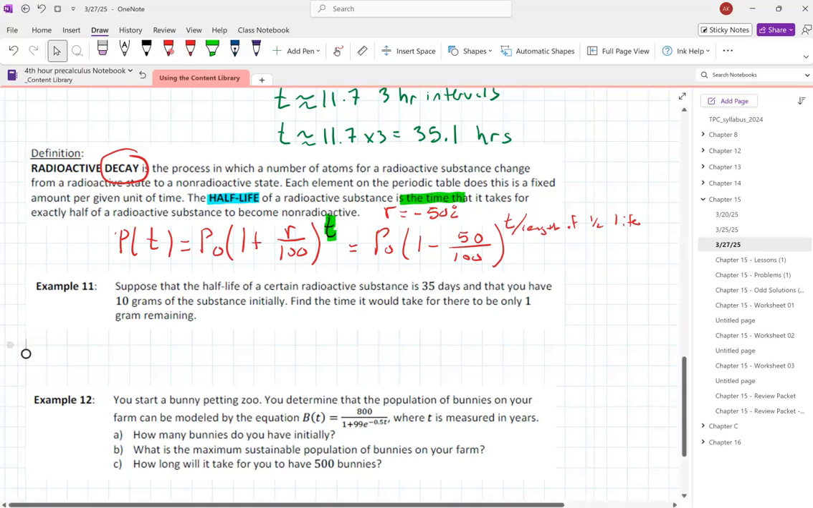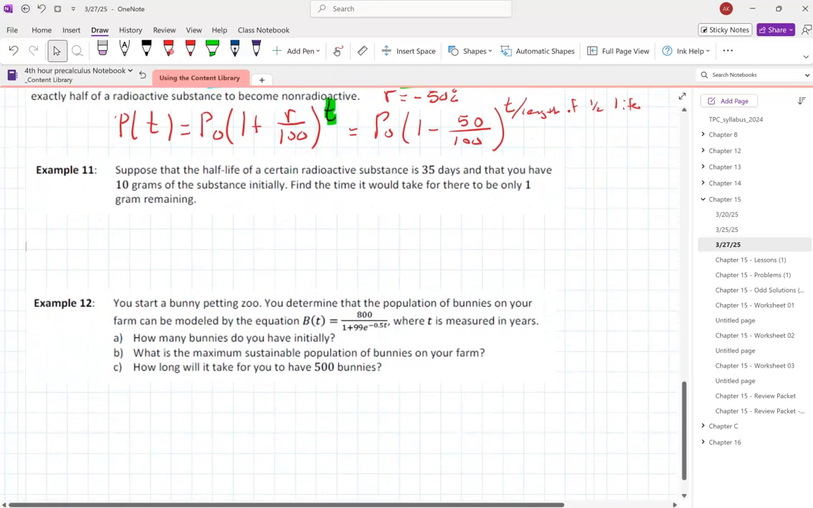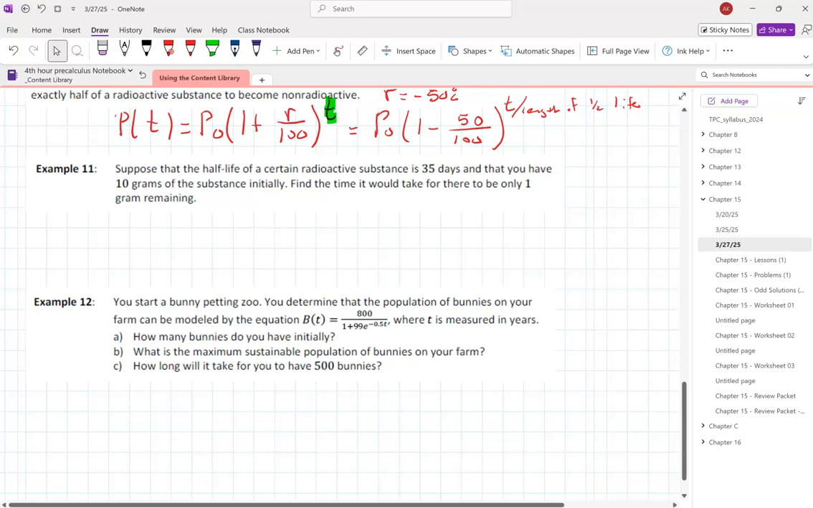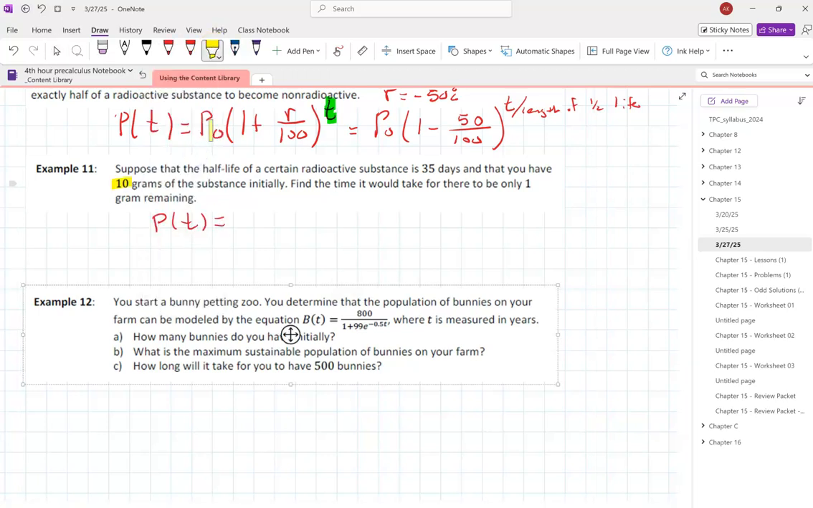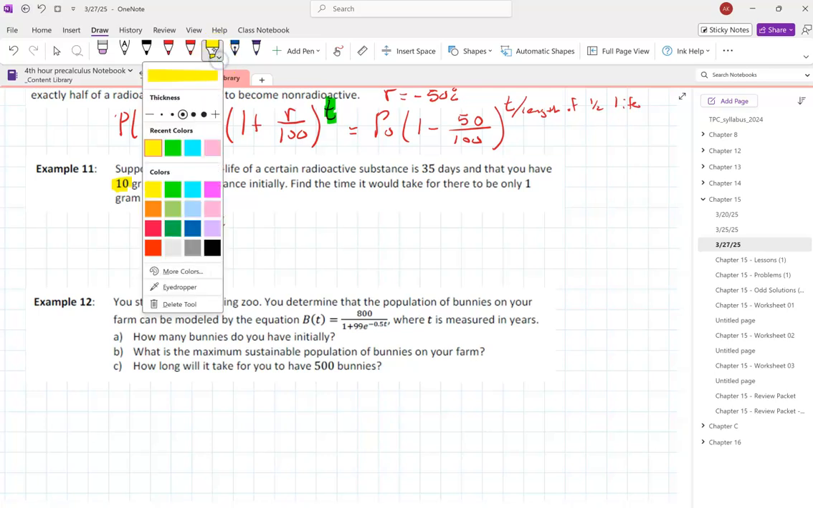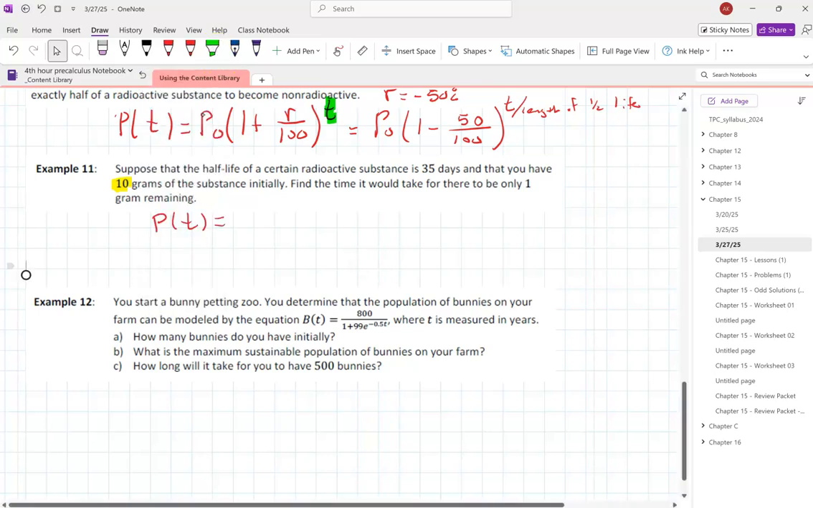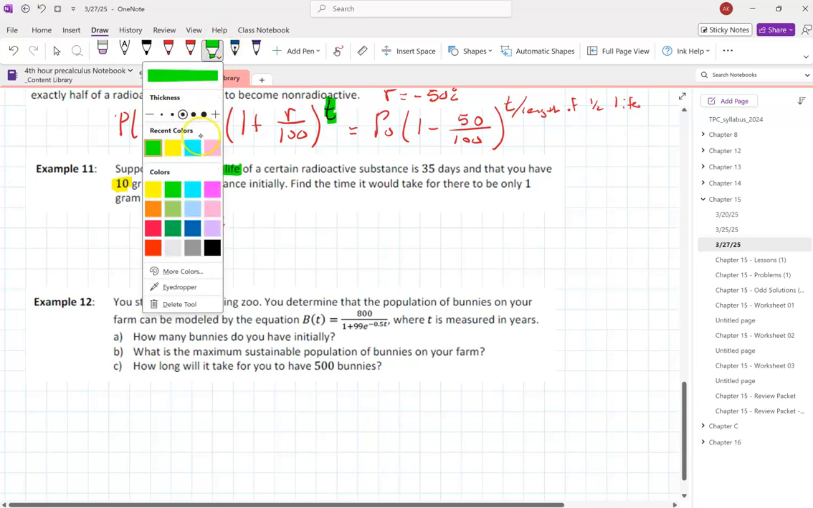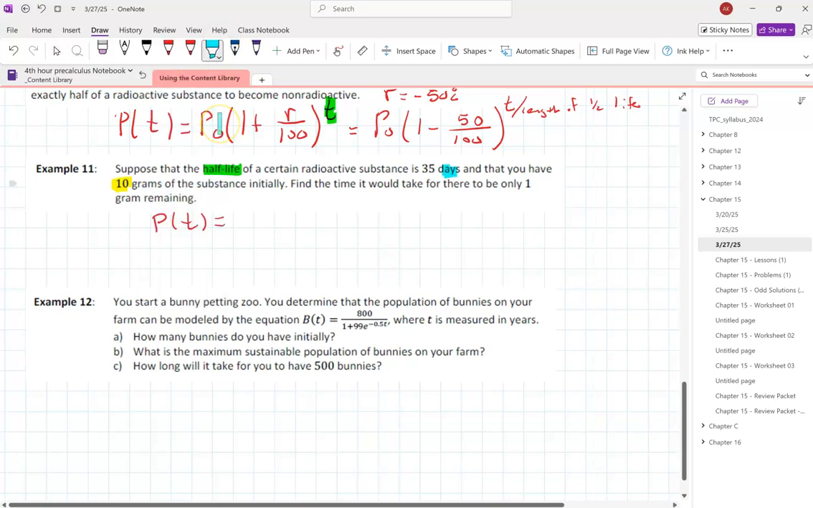So let's do an example here to kind of hammer this home. It says, suppose the half-life of a certain radioactive substance is 35 days. And you have 10 grams of the substance initially. Find the time it would take for only 1 gram to remain. So my initial amount, 10. Half-life tells me the R is negative 50. And the T I'm going to measure in days.